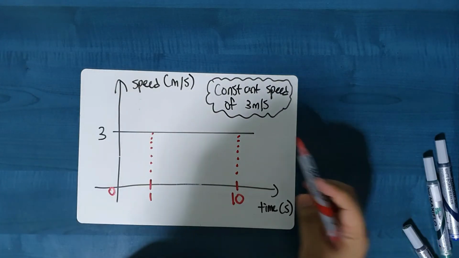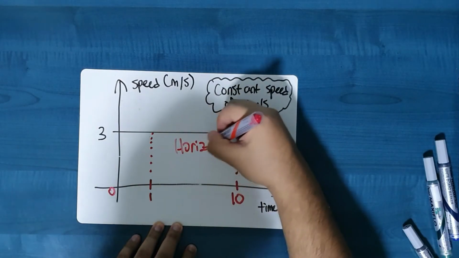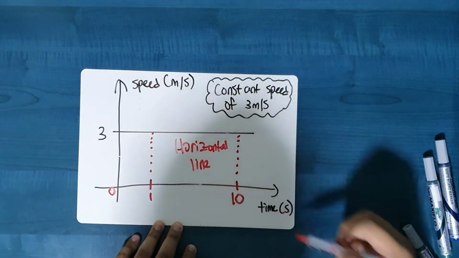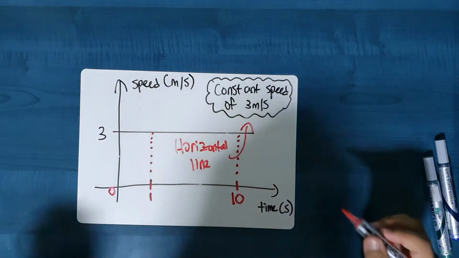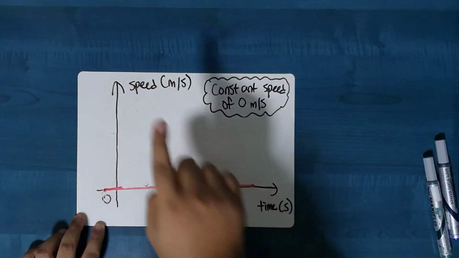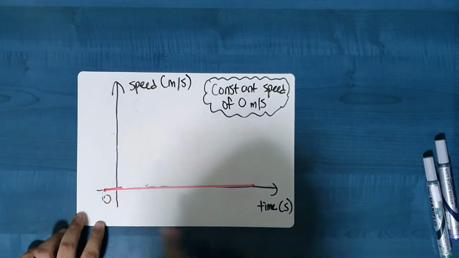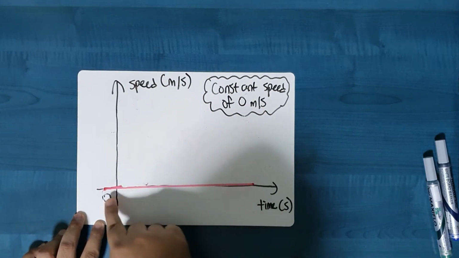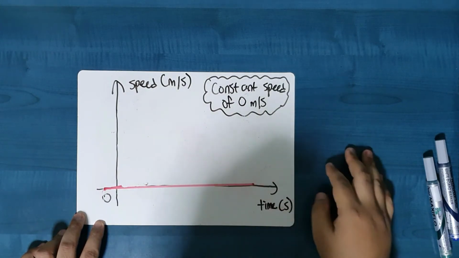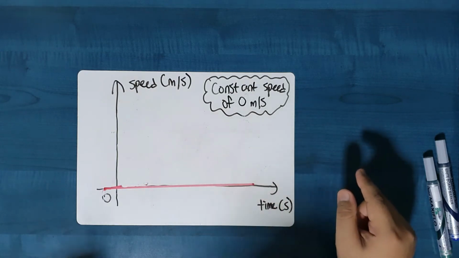So, this is motion at constant speed, represented by a horizontal line. A horizontal line in a speed time graph represents constant speed motion. If the line is here, it means this object is moving at a constant speed of 0 meters per second, because as time increases, its speed is always 0. Now, an object that is moving at 0 meters per second is not moving at all. So this object is stationary.